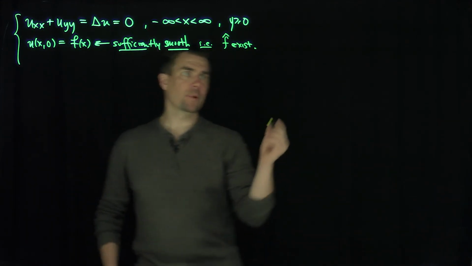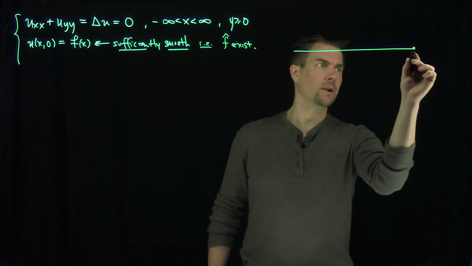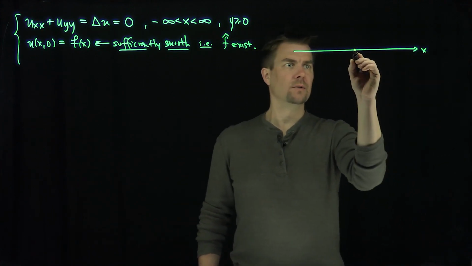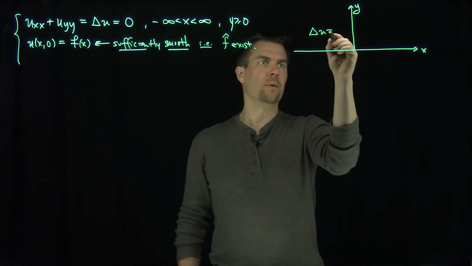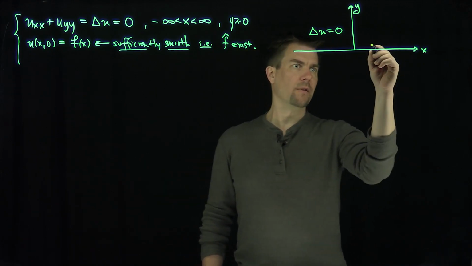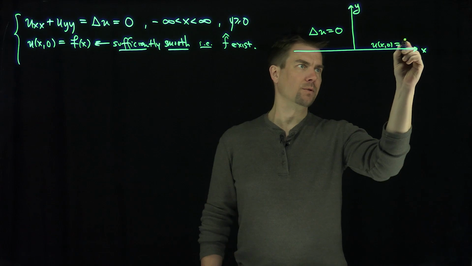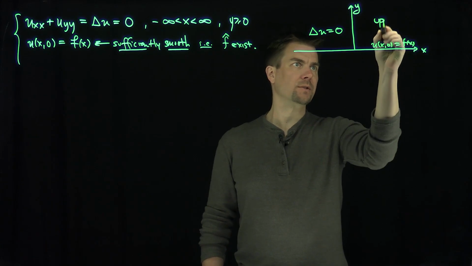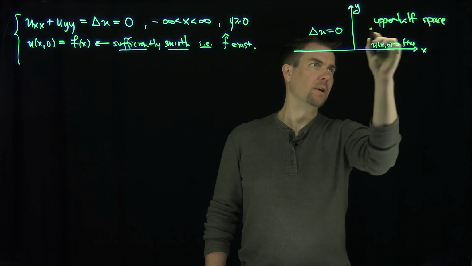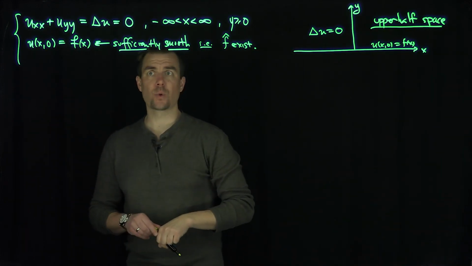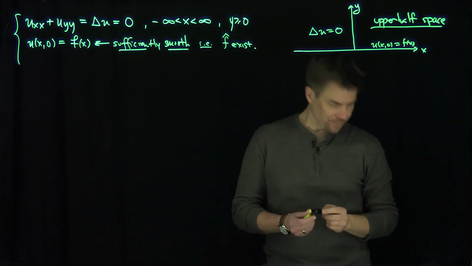So that's the problem, so that's our upper half space. Here's the real axis, here's the y-axis. And we want a harmonic function on the upper half space with the initial profile that u of x and 0 is equal to f of x. So this is our upper half space model, and this is very important in complex analysis as well. Okay, so there's our problem.